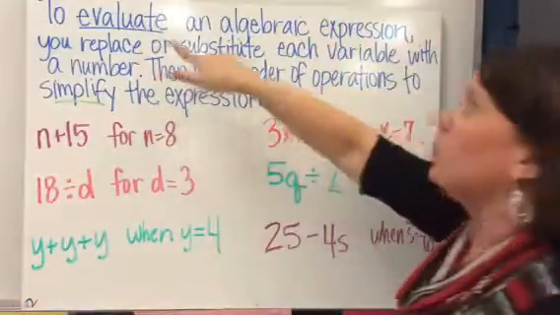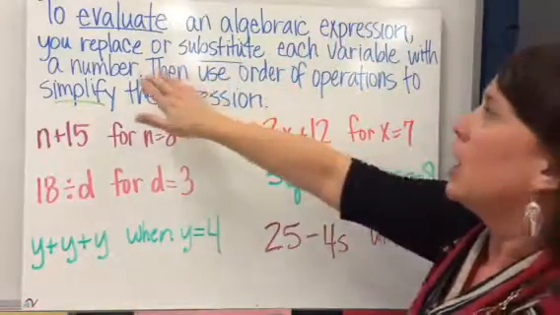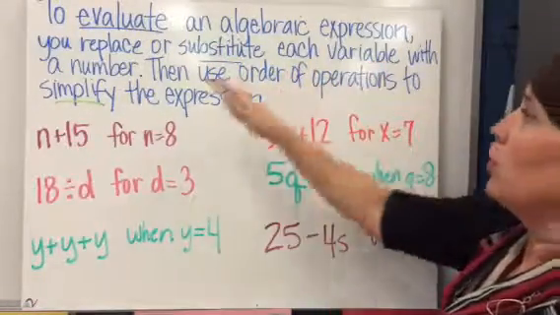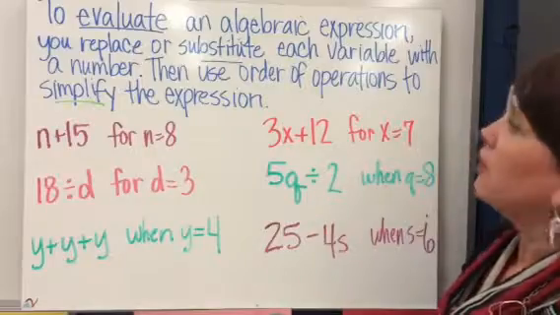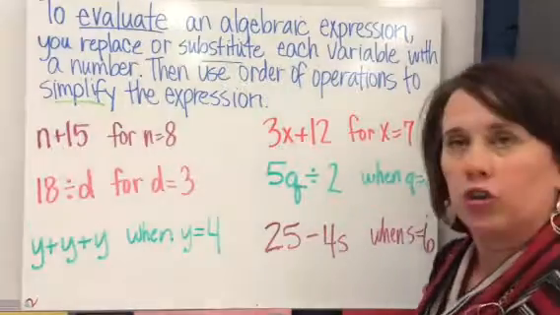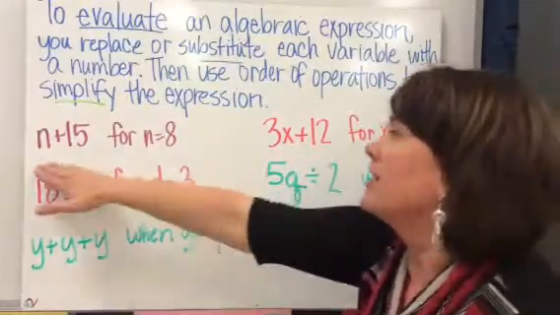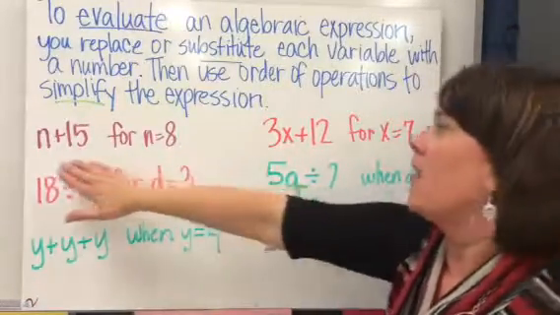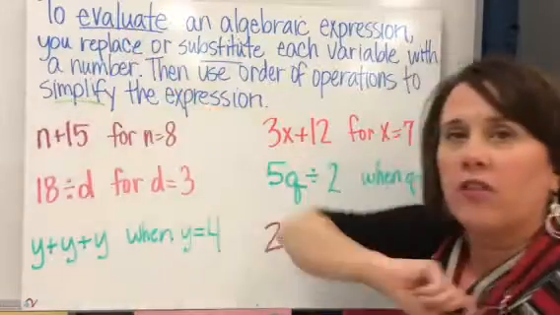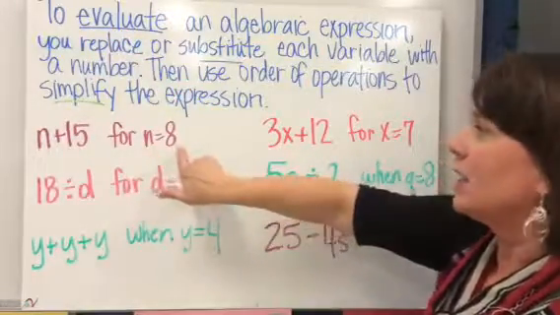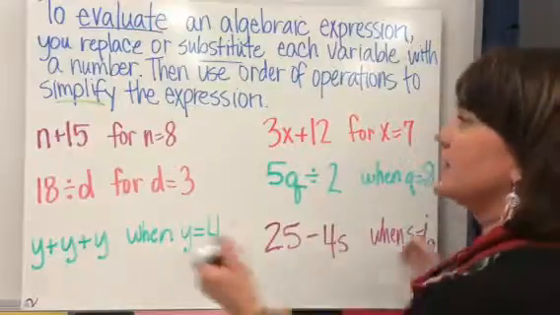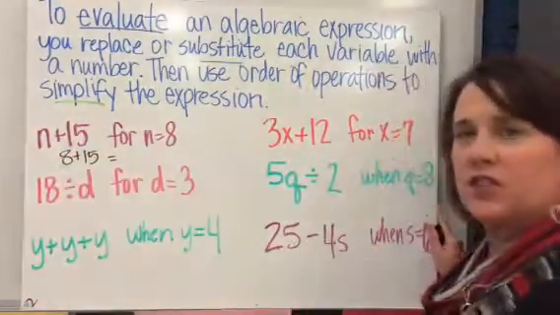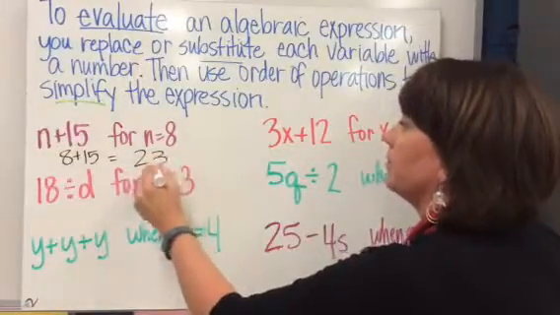Now, to evaluate an algebraic expression, you replace or substitute each variable with a number. Then you use the order of operations to simplify the expression or to work the problem. For example, n plus 15 is an algebraic expression, and they want us to evaluate or find the value of it when n equals 8. So I'm going to replace n with 8, and I do 8 plus 15, and 8 plus 15 equals 23.